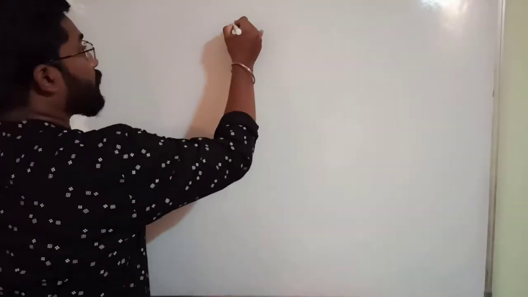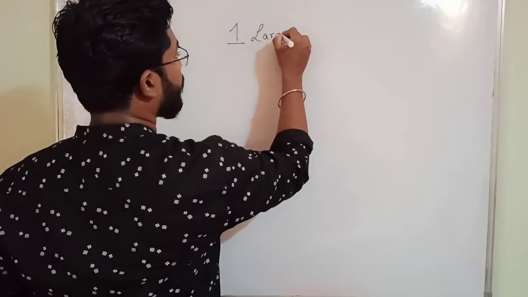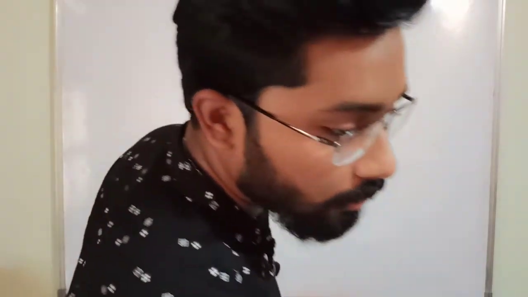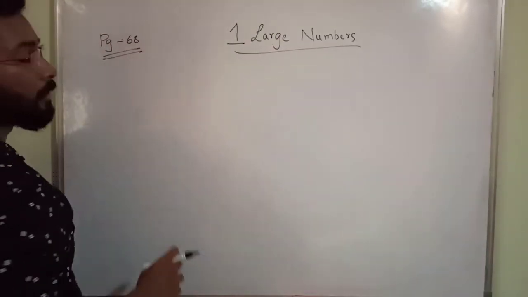Hello students, in today's class we are going to continue our first chapter, that is large numbers. The page number is 68. In page number 68 we are going to continue our class.